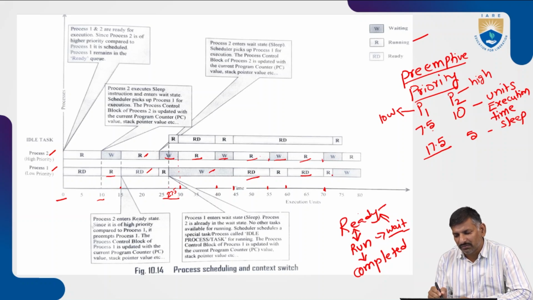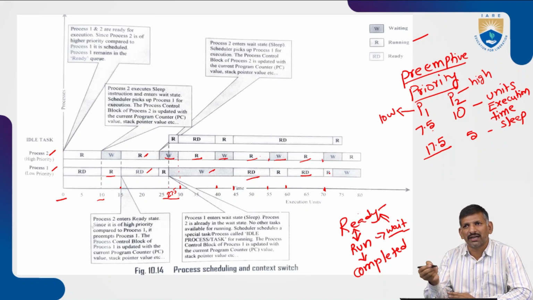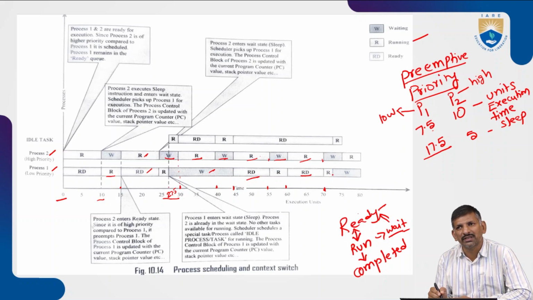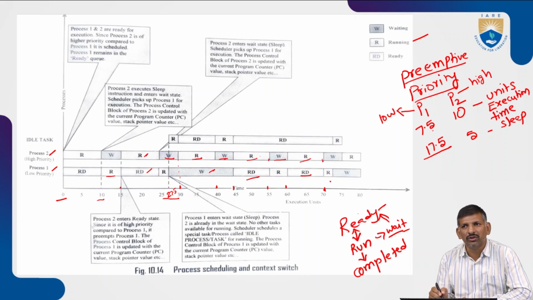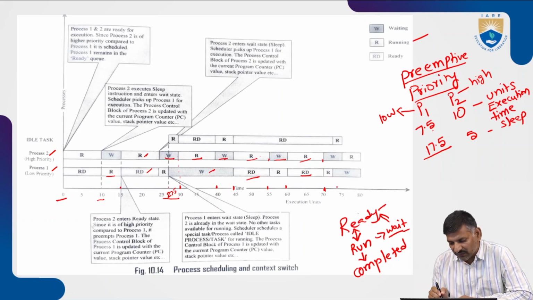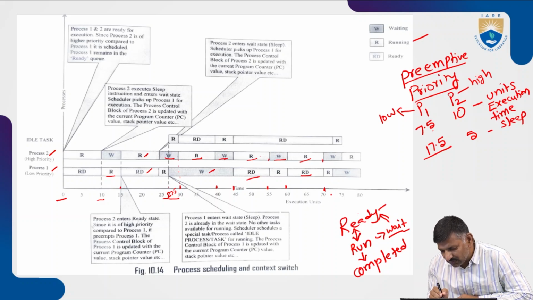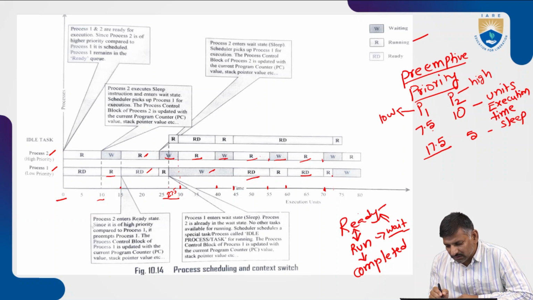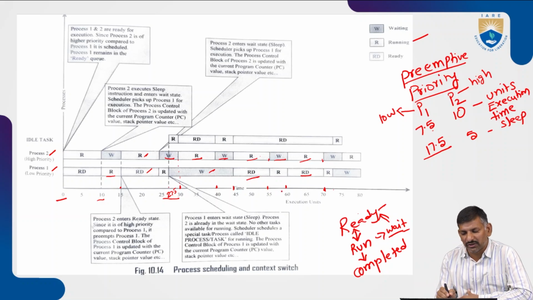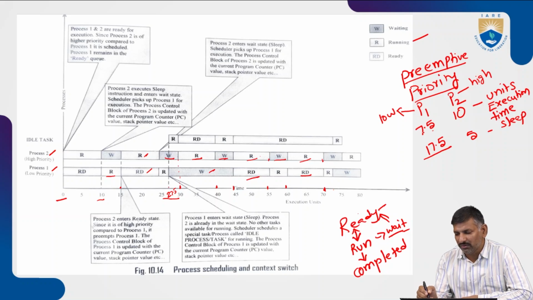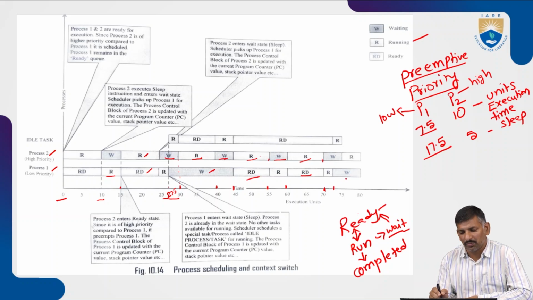At that time, the scheduler again checks the ready state. What processes are available in the ready state? Only P1 is available, so it is scheduled for execution and enters the running state. P1 has already executed for 5 units, and the remaining execution time is 2.5 units, so the total is 7.5 units of execution time.